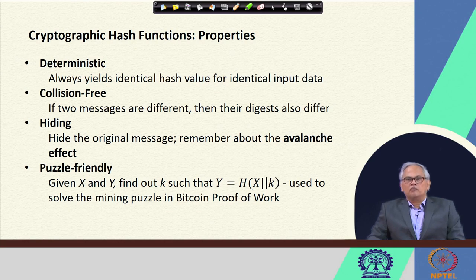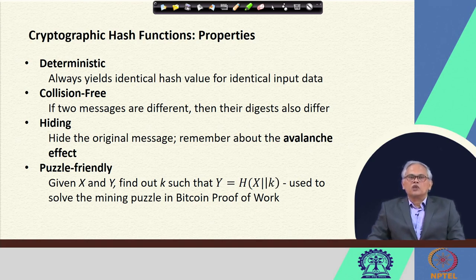Some of the important properties that we will now study for cryptographic hash functions are as follows. First and foremost, they should be deterministic, meaning given a hash function and a particular message m, it will always generate the same digest h of m. There should not be any randomness, because we want to be able to repeat the same application of the hash function on the same message and always get the same digest as the output.